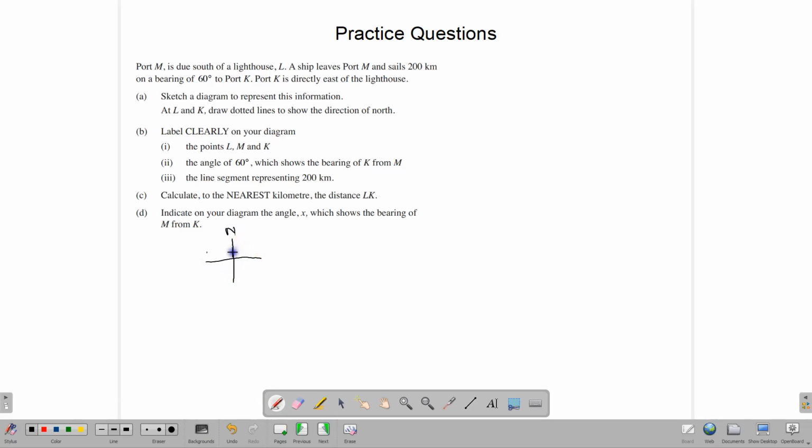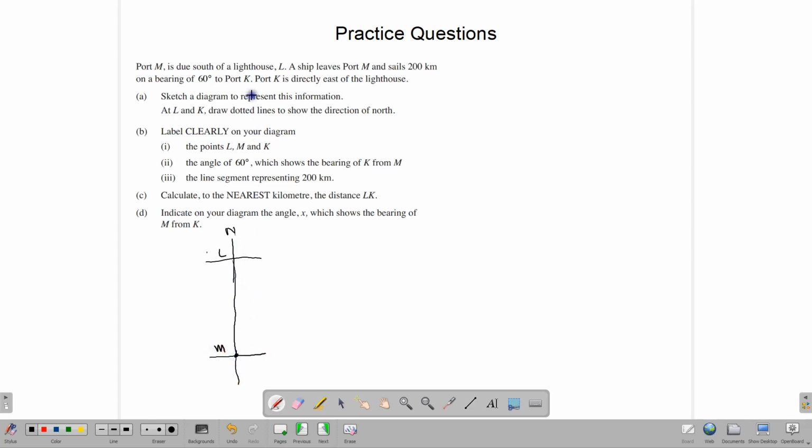And M is due south of L. So this would be L, and we have to go south to get to M. So let's extend this and call this point here M. Now I'm putting another north line here, continuing this north line, so M will be here.